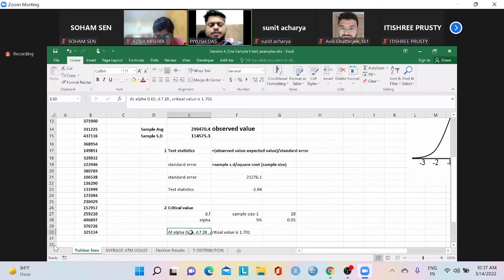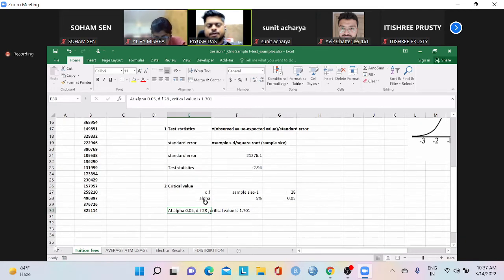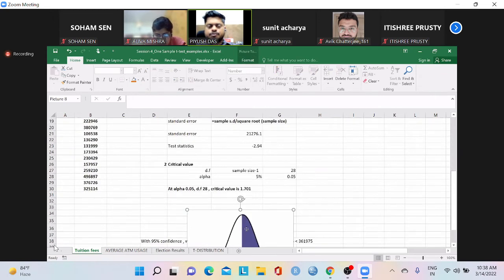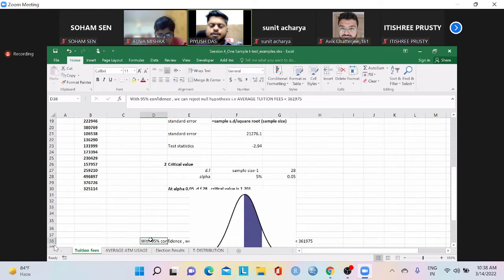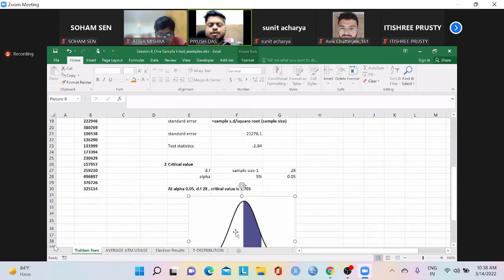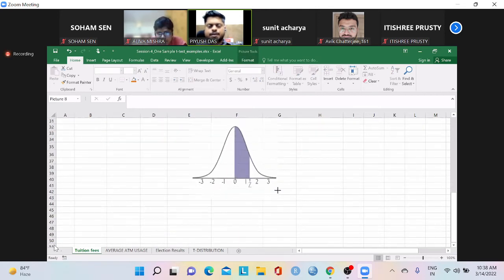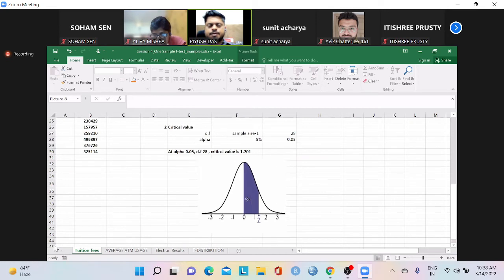Okay. At alpha 0.05, degrees of freedom 28, critical value is 1.701, right? So for how to carry out the hypothesis testing, the only thing is you have to compare whatever test statistic value you have received with it. Visually, if I want to show this, it is not required from your exam point of view, you need not create this, but I want to explain this a little better.